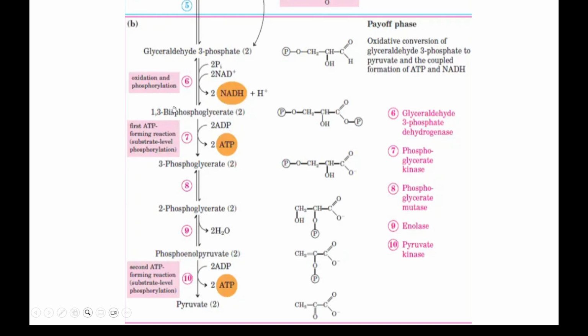glyceraldehyde 3-phosphate. Okay. So here oxidation and phosphorylation is taking place, and this is the first ATP forming reaction. 1,3-bisphosphoglycerate to 3-phosphoglycerate, one ATP molecule is released for one 3-carbon substrate. And the second ATP forming reaction is from PEP to pyruvate.